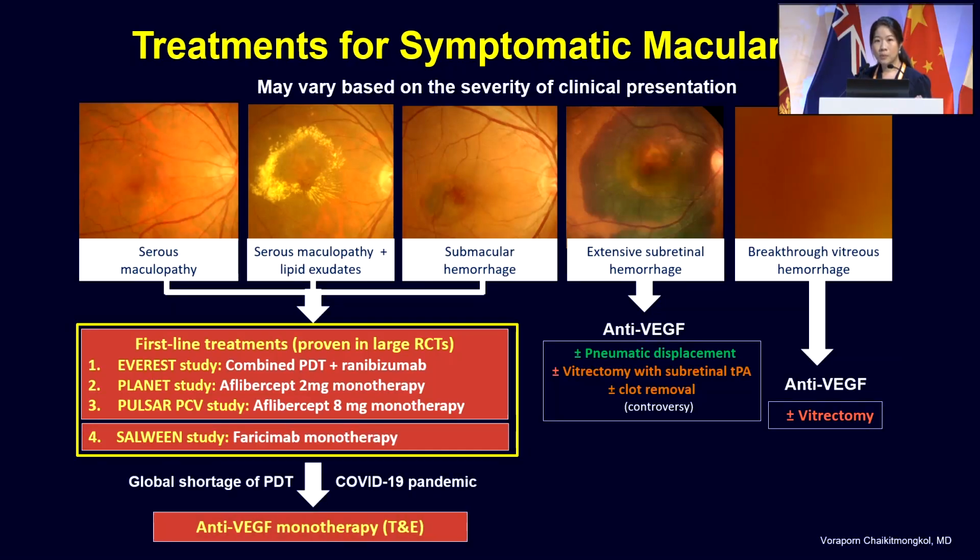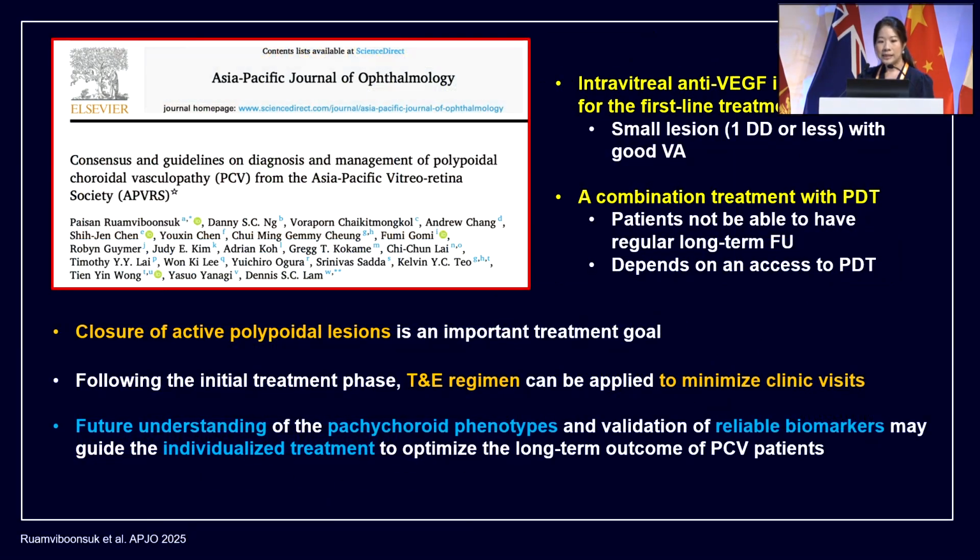According to the recent global shortage of PDT, I think the trend right now moves towards anti-VEGF monotherapy. And especially after the COVID-19 pandemic, we would like to decrease the burden in clinic. So now most of us apply treat and extend for PCV. Currently, we have the recent APOIS consensus and guideline, first authored by Professor Paisan, our chair today. This guideline suggests that we can consider anti-VEGF monotherapy in PCV, especially for those who present with a small lesion, less than 1 disc diameter, with good vision. And we can reserve combination therapy for those patients who are not able to have regular long-term follow-up.